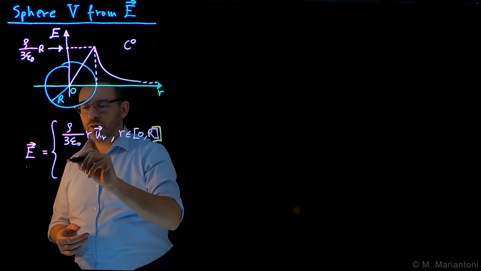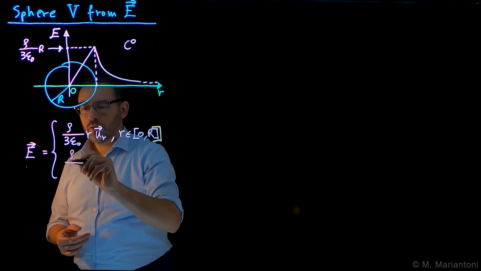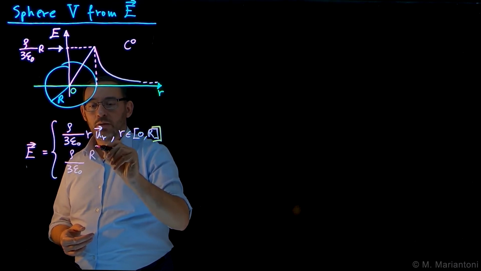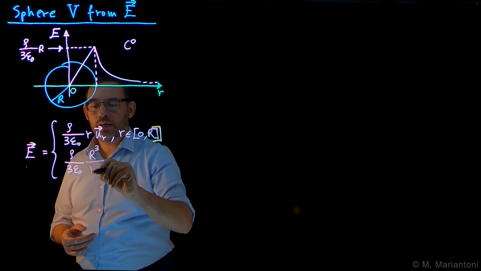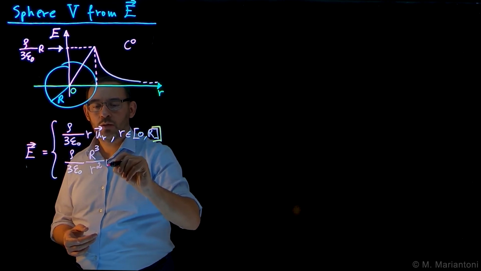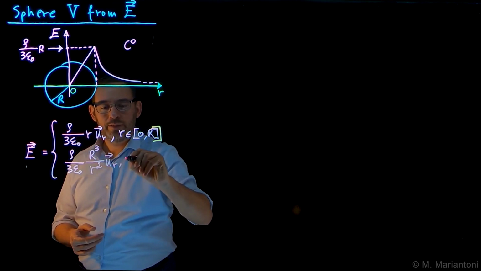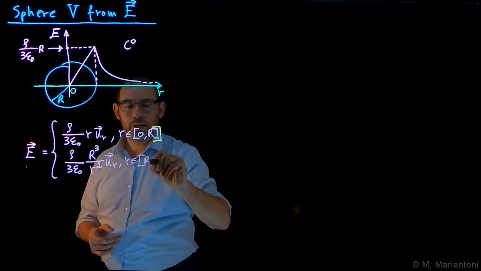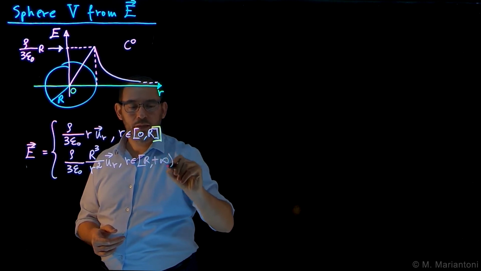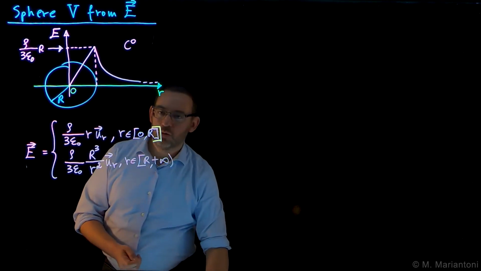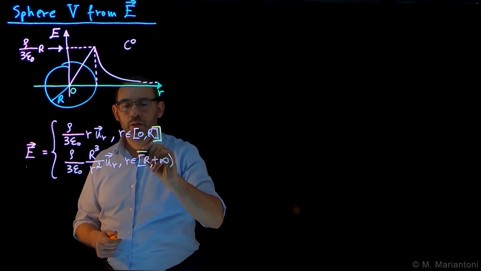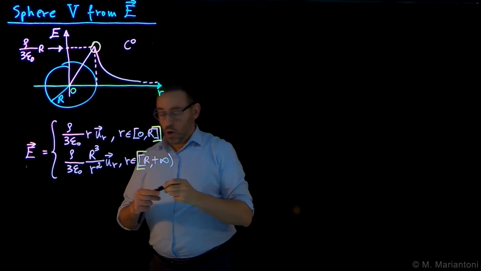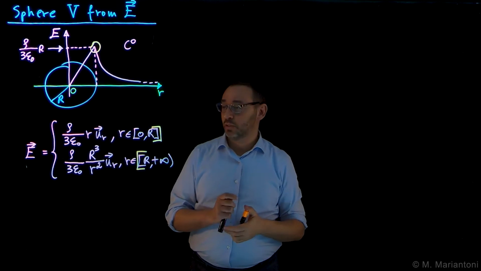Whereas outside it goes as ρ divided by 3 times epsilon naught times R cube, capital R cube, divided by small r square, Coulomb's law, UR. And this is for R contained between capital R included all the way to plus infinite. And once again, we can include capital R here because it's a continuous function, as we know right here. All right, so this is our electrostatic field, which is continuous.